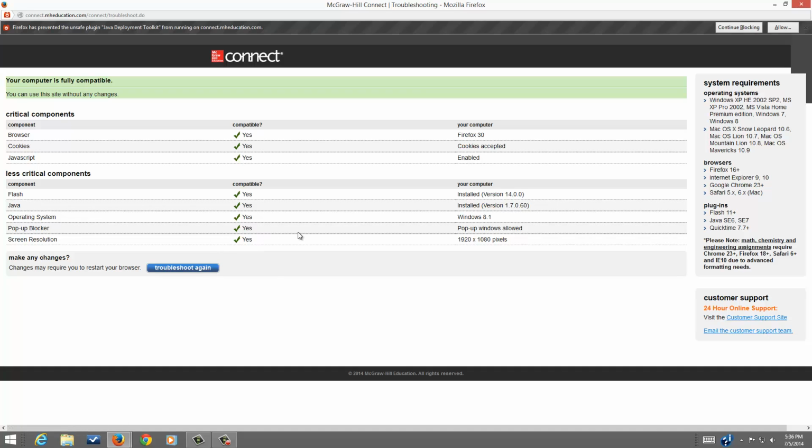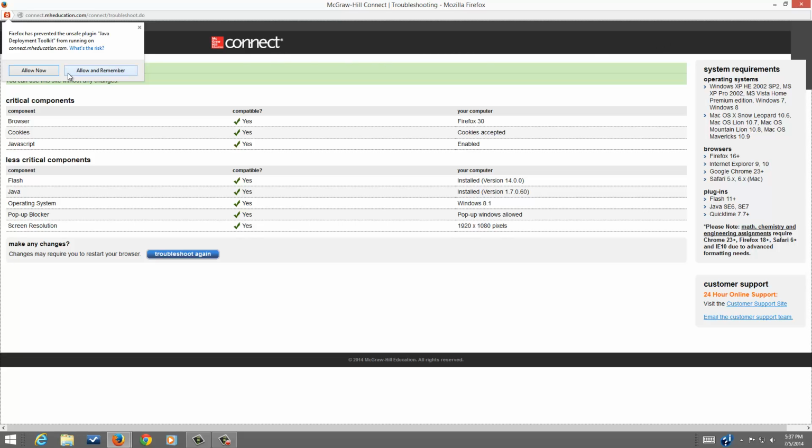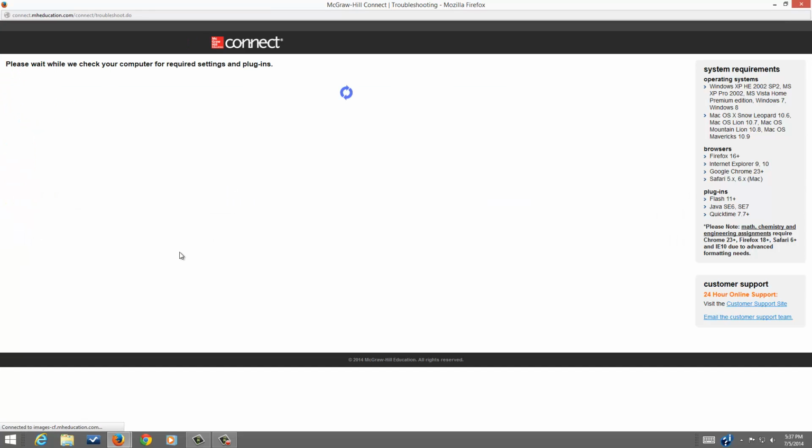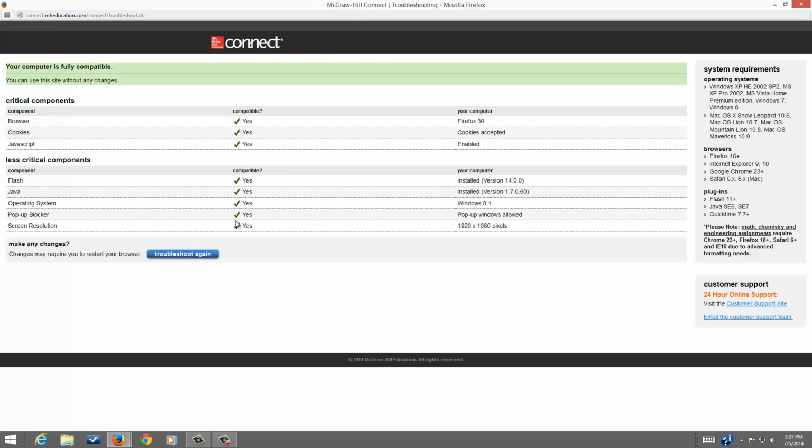And again, if there was something, the most common problem is this. The pop-up windows is not allowed. It'll say not allowed. And you would go up here and click something to allow. Now, what this is talking about is this Java Deployment Toolkit. There has been problems with Java. You can continue blocking it or allow, and you'll see this. I still see this on mine. I sometimes just say allow. I don't think it has any problem with it. But again, if one of these is not in a green check mark, then click Troubleshoot again. It'll run through it again, and it should make sure it's all green checks before you move on.